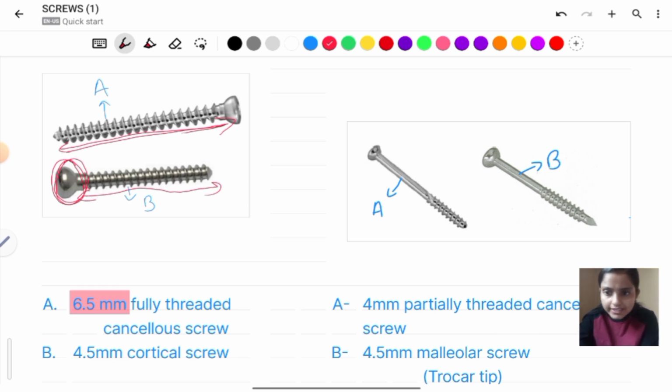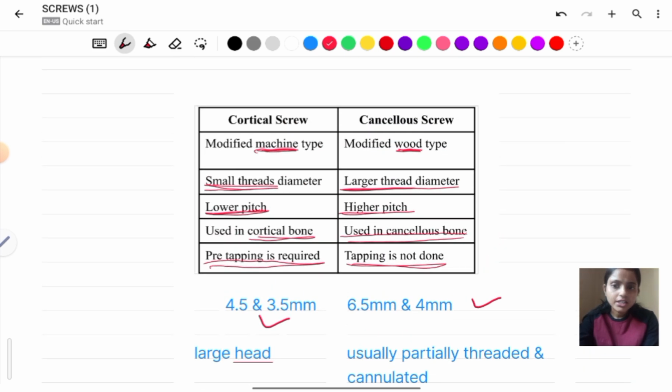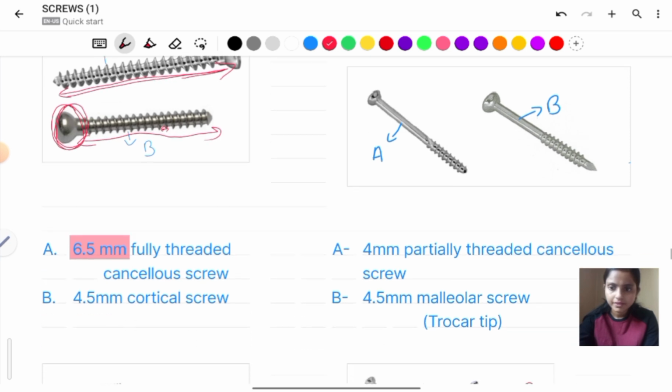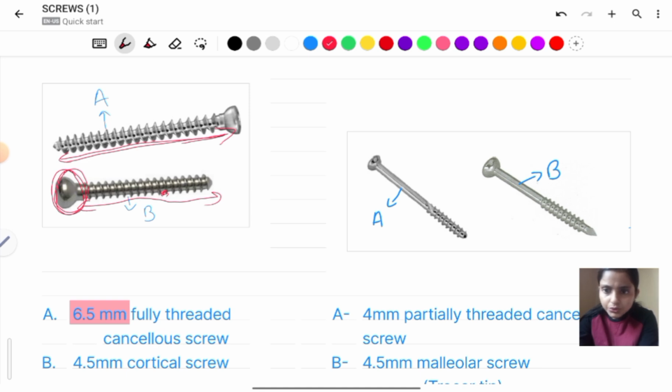And also we can see the pitch. Cortical screw has lower pitch and a smaller thread diameter. So the cortical screw has a smaller pitch and the pitch of the cancellous screw is larger. Here, this is the pitch. Pitch is the distance between the adjacent threads.